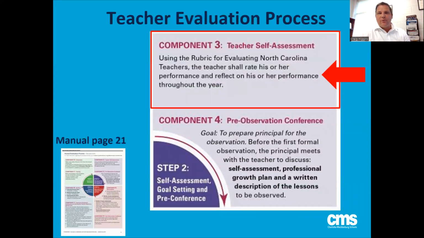And then if we move on to step 2, the self-assessment and goal setting pre-conferences. Every year, teachers will need to do a self-assessment, and that's just an opportunity to use the rubric for the evaluation of North Carolina teachers, and you go ahead and rate yourself on each of the 5 standards and each of the elements in each of the 5 standards. That goes from developing, proficient, accomplished, distinguished to not demonstrated. So you will have an opportunity to do that beforehand.